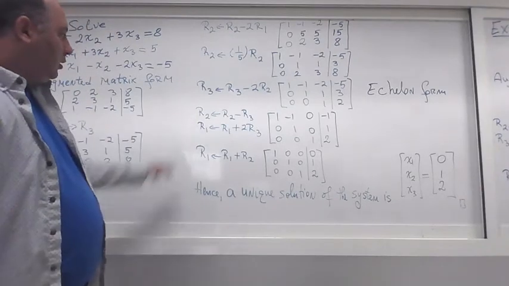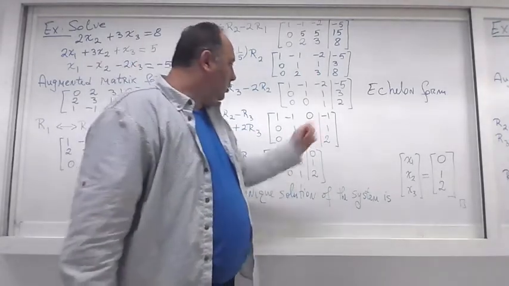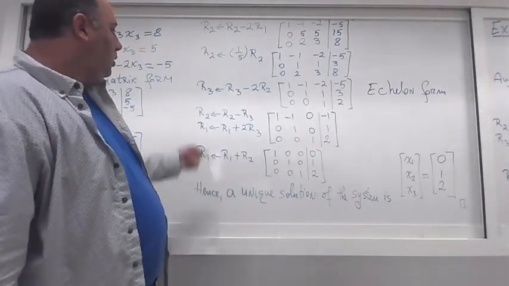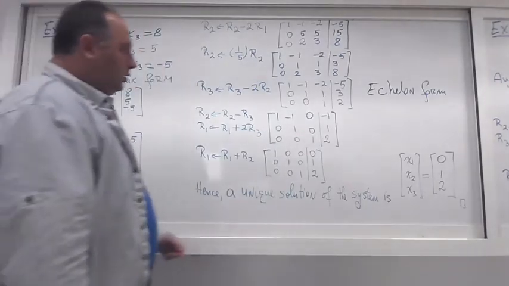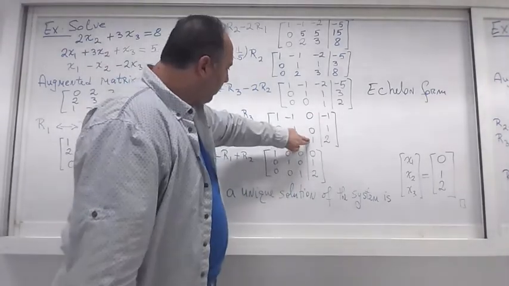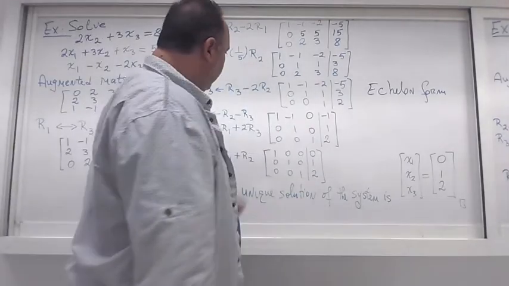Simply replace row 2 by row 2 minus row 3, do the work, and replace row 1 by row 1 plus 2 times row 3, do the work. And this is what I get, so I have my leading entry with zeros above. So my leading one is here.